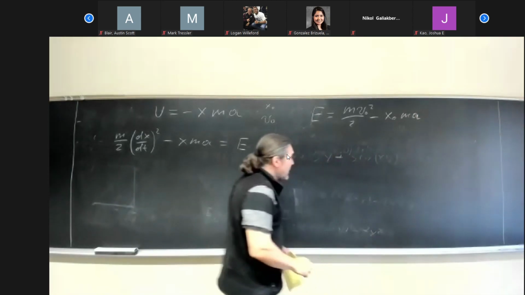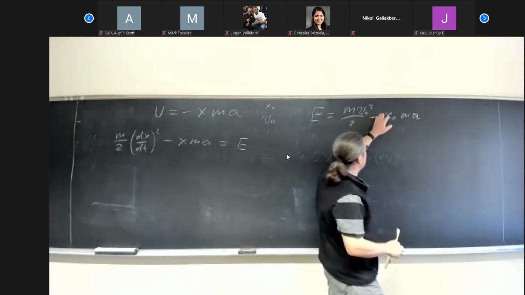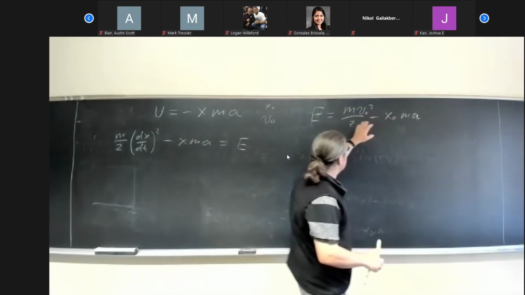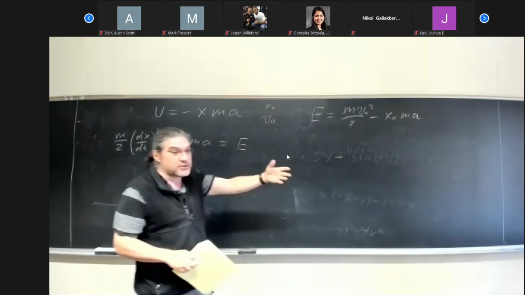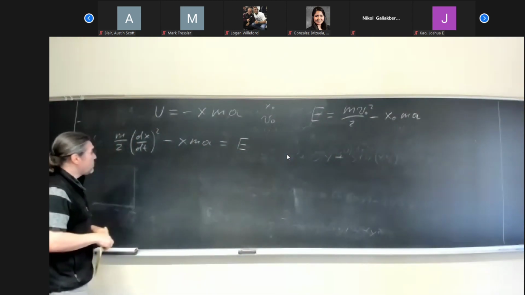Right? So that's my E. If I have some initial conditions at t equals 0, then that's the energy, and energy is conserved, so it's the same number here.